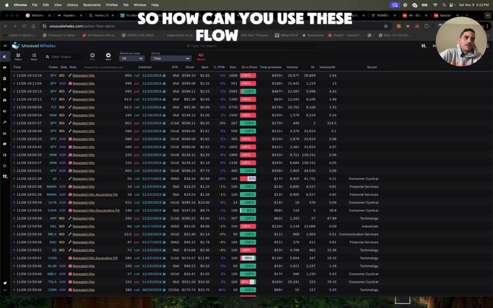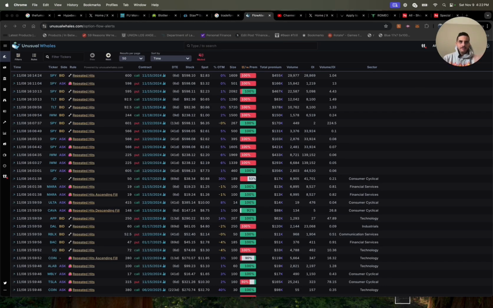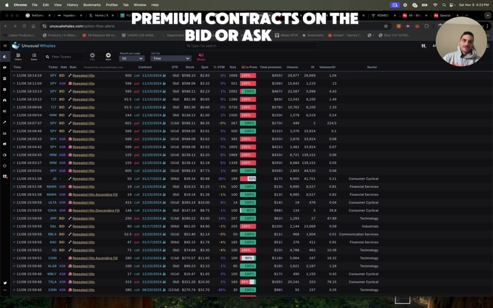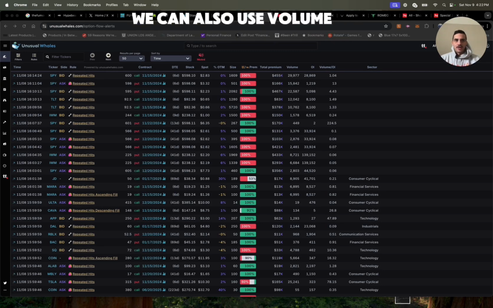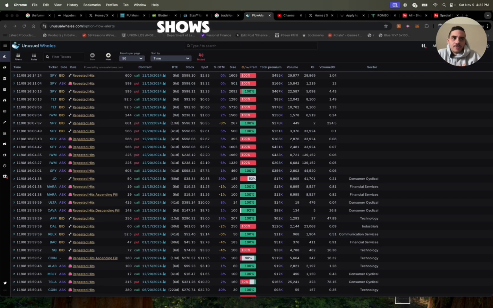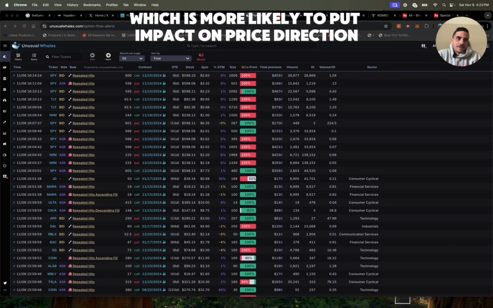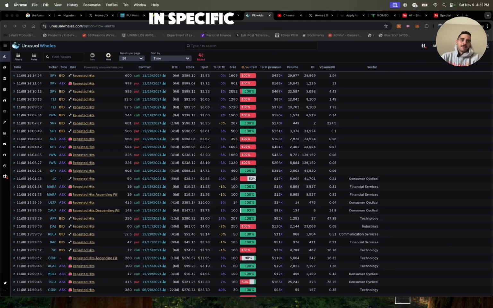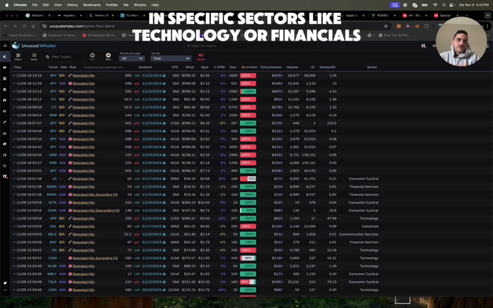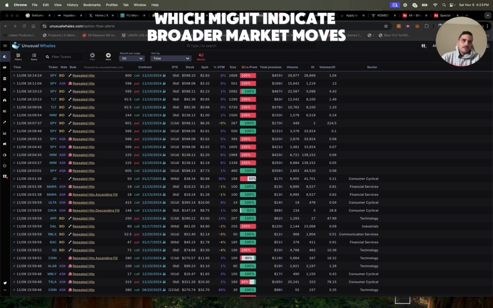So how can you use these flow alerts to build a trading strategy? Here are a few tips for you. Confirm the trend direction. Look for repeated hits in large premium contracts on the bid or ask side, as they often align with overall market sentiment. We can also use the volume to open interest ratio, and this high volume relative to open interest shows fresh activity, which is more likely to have an impact on price direction. And sector focus. Check the sector column to see if there's concentrated flow in specific sectors like technology or financials, which might indicate broader market moves.